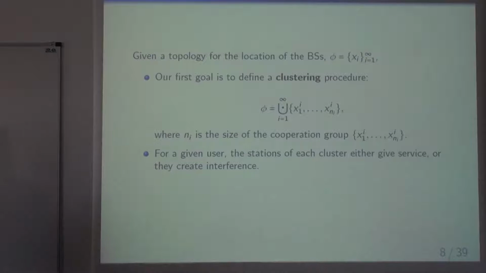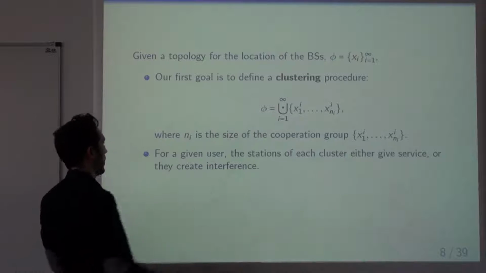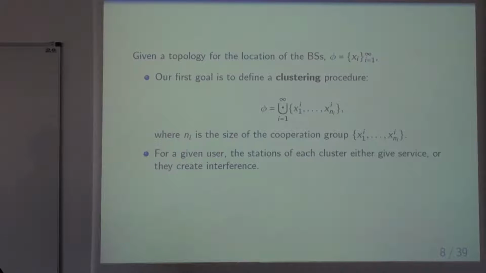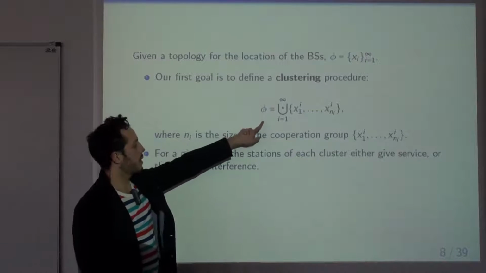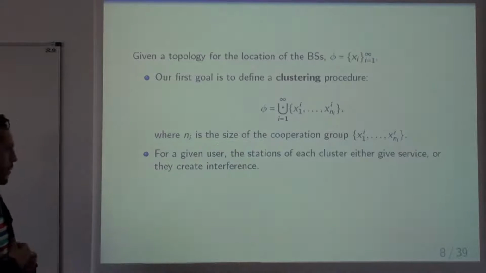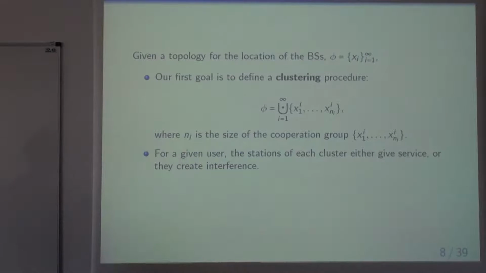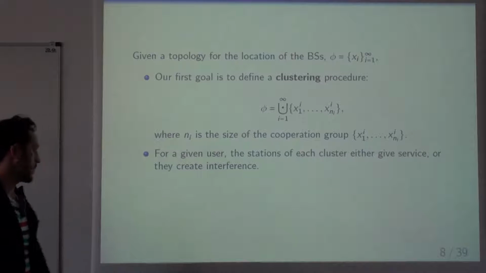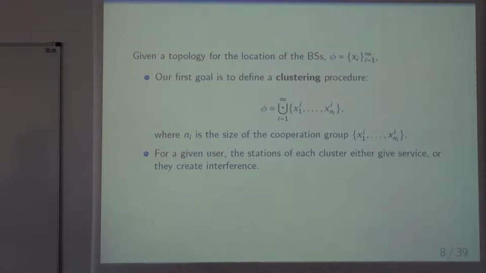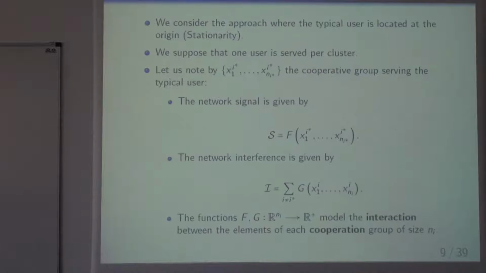Okay, so what about our model? What would we like? Given a topology for the locations of the base stations, like this, our first goal is to define a clustering procedure like this. That means that we would like to partition our base stations into cooperative clusters. And for a given user, the stations of each cluster either give service or they create interference.